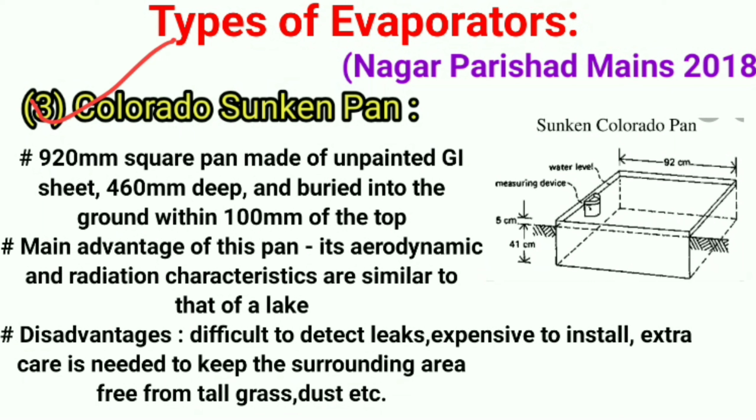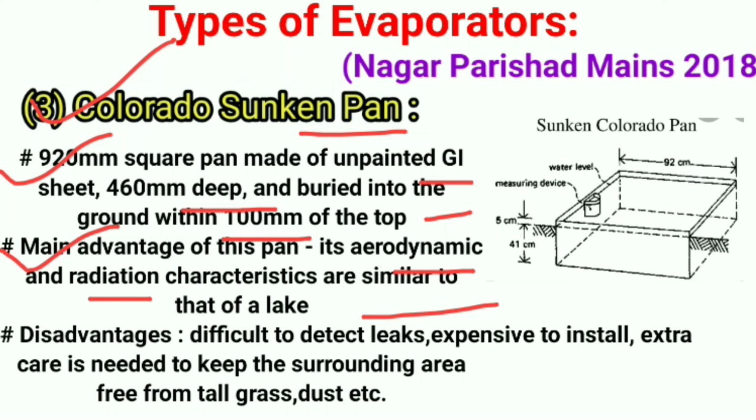Third type of evaporimeter, the Colorado Sunken pan. A 920 mm square pan made of unpainted GI sheet, 460 mm deep and buried into the ground within 100 mm of the top. Main advantage of this pan, its aerodynamic and radiation characteristics are similar to that of a lake. Disadvantage, it is difficult to detect leaks and expensive to install. Extra care is needed to keep the surrounding area free from tall grass and dust, etc.